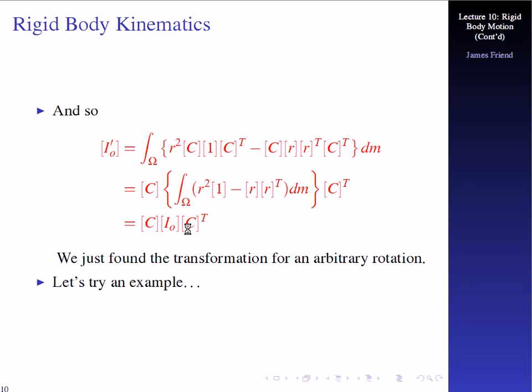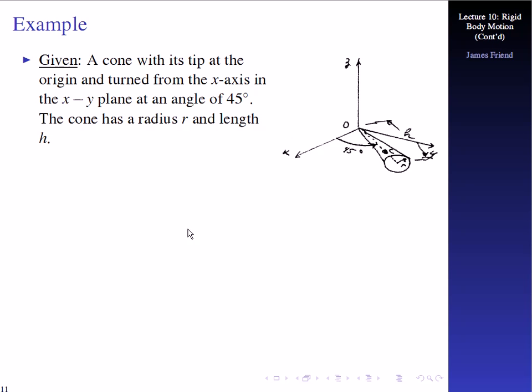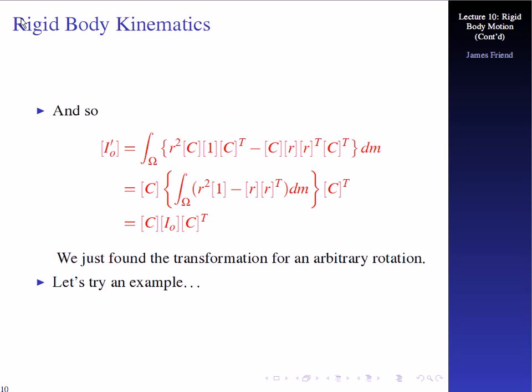Let's try an example here. Not too bad to do. We have a cone with its tip at the origin, turned from the x-axis in the xy plane at an angle of 45 degrees. So we've got the cone shown here. It's kind of difficult to see, but it's actually rotated 45 degrees in the xy plane, with its tip at the origin of the coordinate system, a length of h, and a base radius of r, as shown.